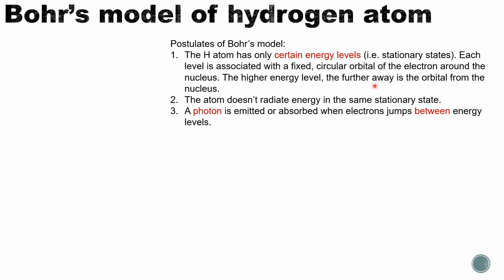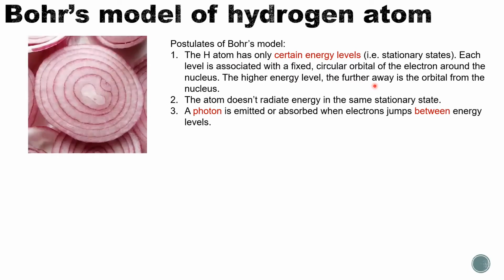So in other words, you can imagine Bohr's model of a hydrogen atom as an onion. In the center, there's a nucleus. Outside, we have different rings. Each ring is an electron orbit, and electrons are in each of these orbits. Each orbit corresponds to an energy level.